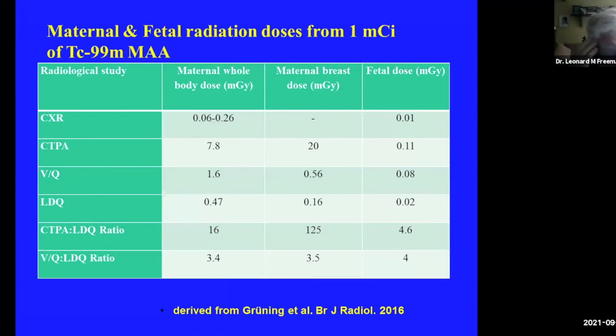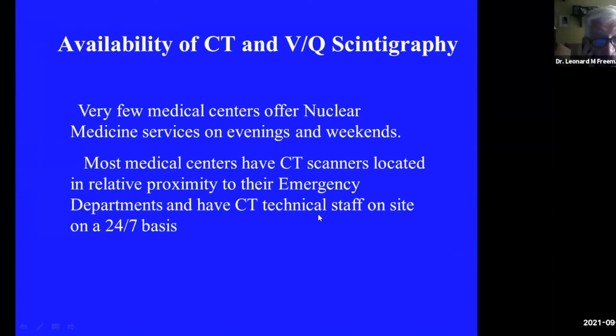If we look here at the dose, notice that this is LDQ, which means low dose perfusion only. 0.16 milligray, okay, CT 20 milligray. You can see a considerable difference between the low dose perfusion study and the CT scan. Okay, availability is also a problem. And we have had nuclear medicine available for years and years at night. We have a tech that does come in, but most places don't. So in many places, if a study has to be done at night, it's going to be a CT, which is unfortunate, but that's just the way it's been.